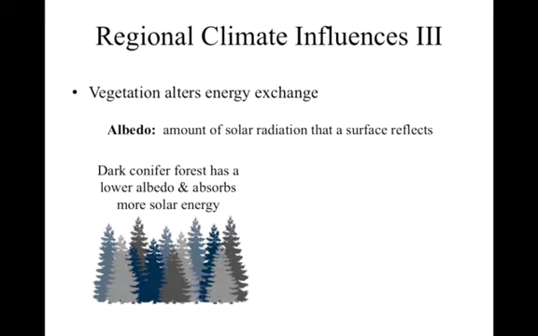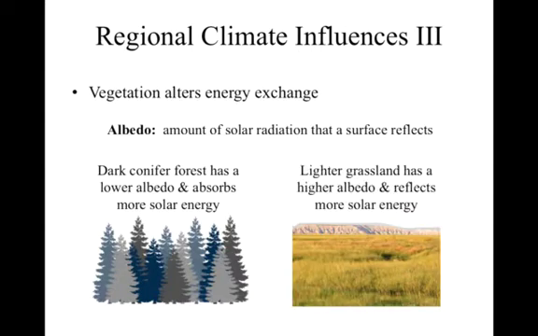If you've ever walked on dark black sand, lava sand beaches, they're very, very, very hot. You contrast that to white sand beaches, and they can be hot, but they don't get quite as hot. That's because dark colors absorb radiation better than light colors. And so if you have a dark vegetation type, something like a dark conifer forest, it actually has lower albedo. It's absorbing more radiation and reflecting less radiation than a lighter surface, something like a grassland where you have a higher albedo and more of that solar energy gets reflected.